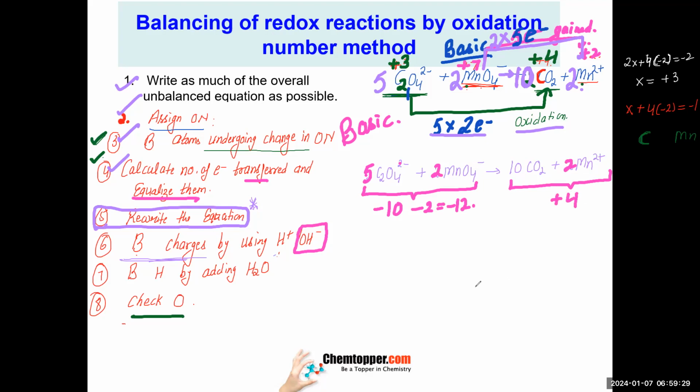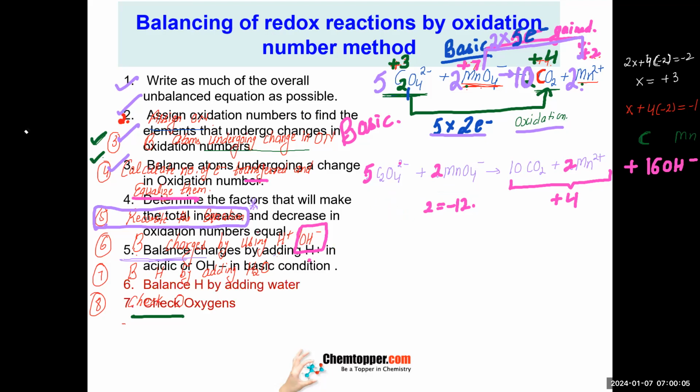So how much OH minus? Yes, Ashita, good. How much OH minus should I add, and on which side? OH minus will increase the negative charge. So definitely you will add it on the side of positive charge, right? Negative has to be added on the side of positive. Now I have to make this charge as minus 12. So 16. Okay, good. 16 OH minus. Good. We are done with rule number 6.